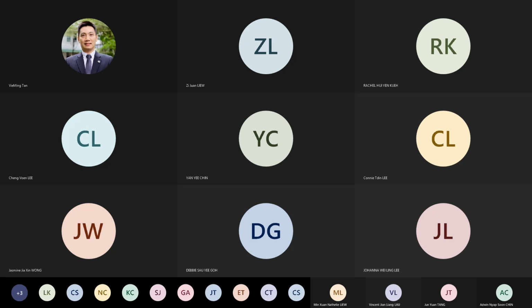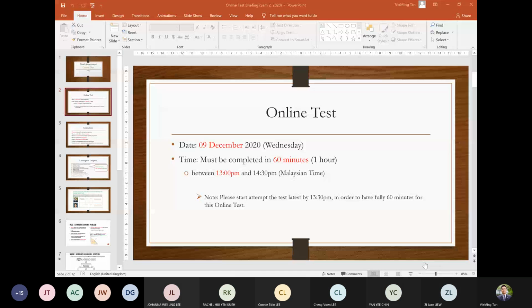Okay, all right. So the actual day for the online test is on the 9th of December, in the afternoon. The duration of the test is 60 minutes, or 1 hour. It will start from 1 p.m. until 2:30. The extra 30 minutes is for those who may have some technical problem.